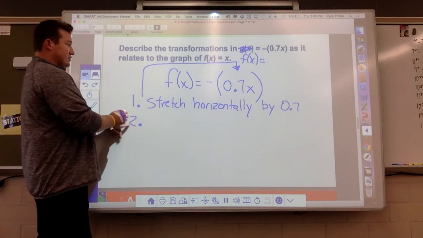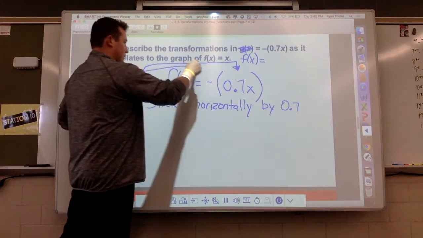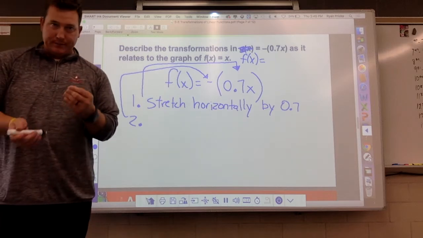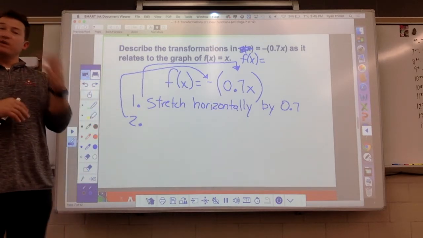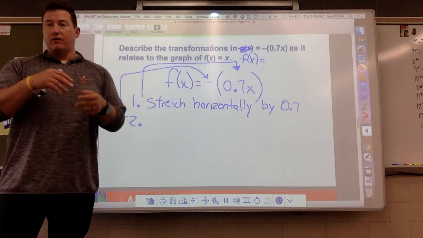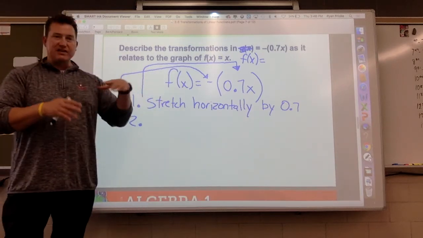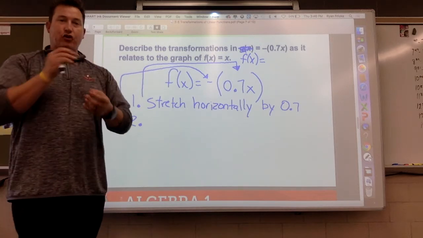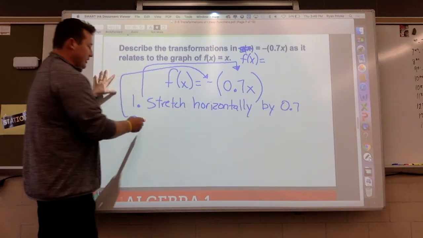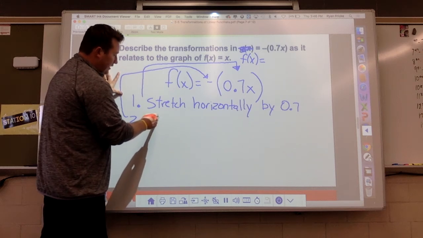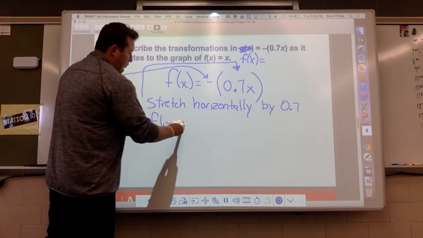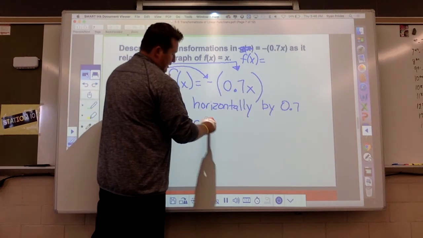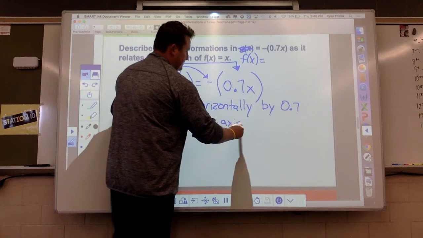The second thing I need to describe is this right here. What does that negative sign do? Sometimes we don't think about it because we're thinking, oh, it's just a negative number, it's just going to stretch or compress it by that number. But no, this actually flips my graph over. So this will be a flip over, in this case, the x-axis.